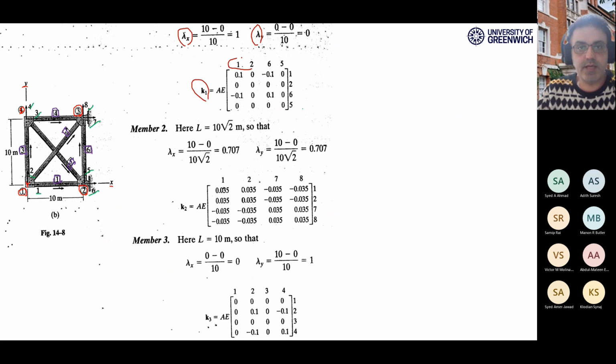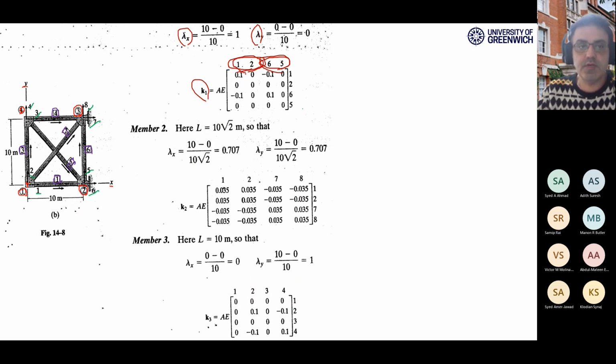the top hint for myself. And the first two, for example, this is for K1. K1 is for element number 1, which connects node number 1 to 2. So the near end is node number 1, which has degrees of freedom 1 and 2. So 1 and 2 goes here. These two are for the near end, and these two are for the far end. So the far end is joint number 2, which corresponds to degrees of freedom 6 and 5. 6 and 5. So it's not 5 and 6. It's important. Be careful.